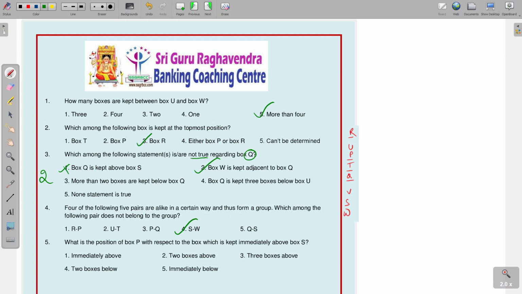What is the position of P with respect to the box which is kept immediately above S? So, P here and the box which is kept immediately above is V. So, what is the position of P? That is 1, 2, 3. 3 boxes above U. Next.